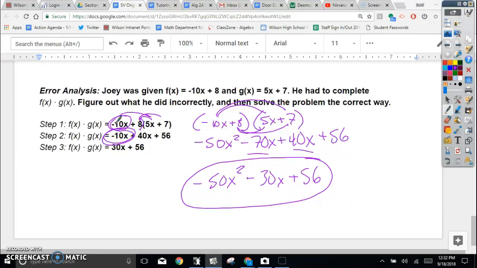More Algebra 1 with a little bit of blend of Algebra 2 there with the functions coming into the picture.